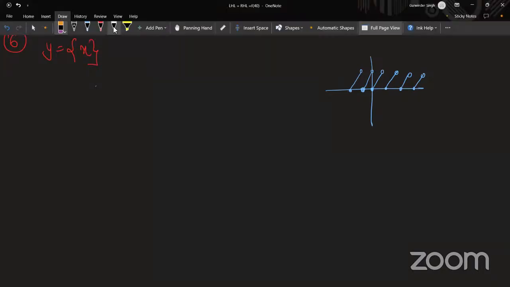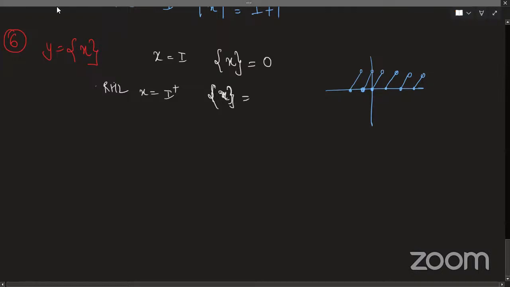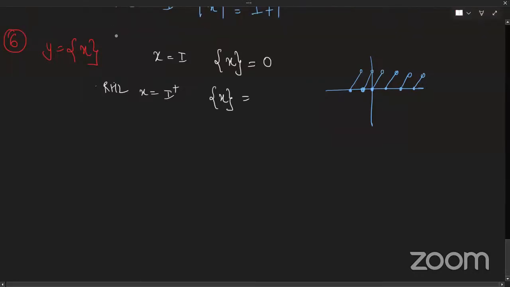So again, we will take one small case. Let us assume that x is exactly equal to an integer. Can you tell me what the fractional part of x is equal to? 0. Great work. Let us just take the right hand limit and calculate at I plus. What will my fractional part be equal to? 0 point something. Okay, great. But what will be the limiting value? We have discussed this.